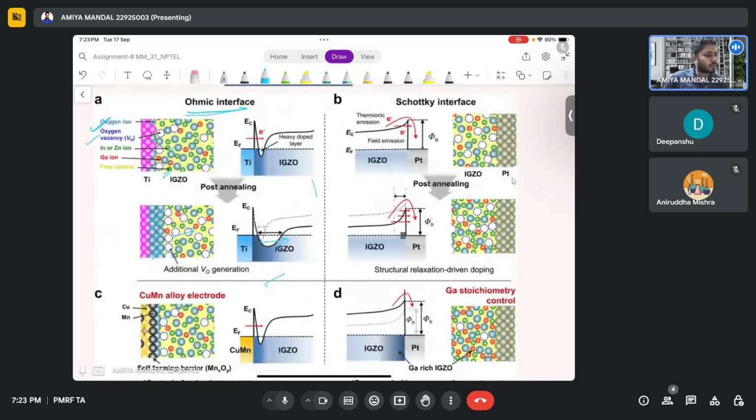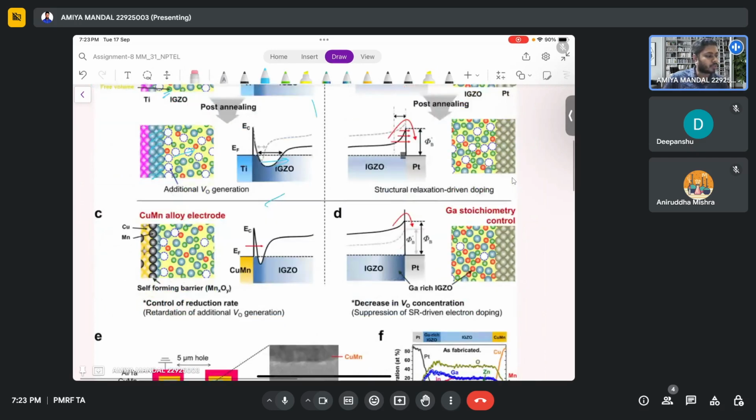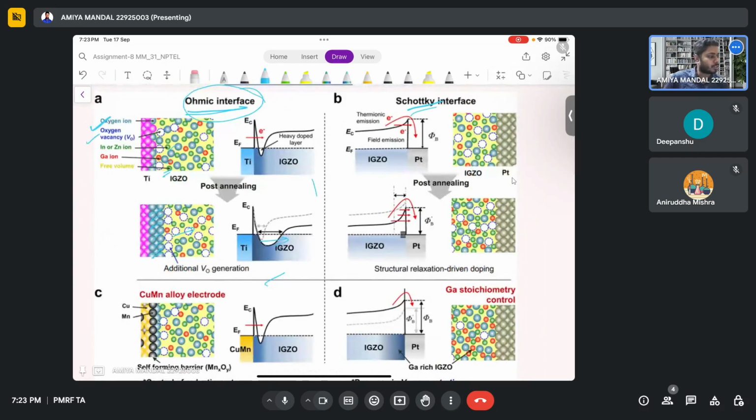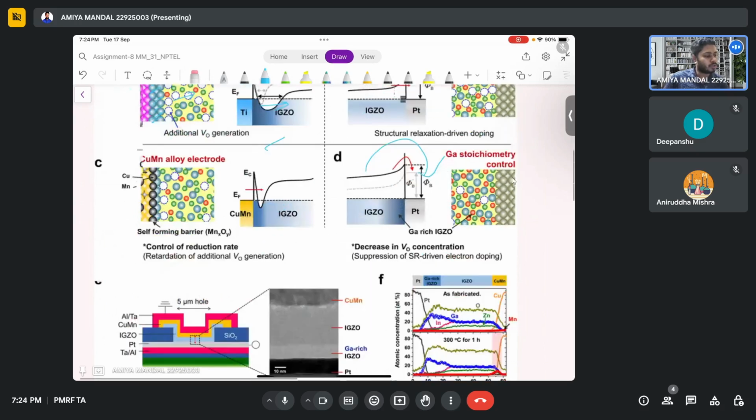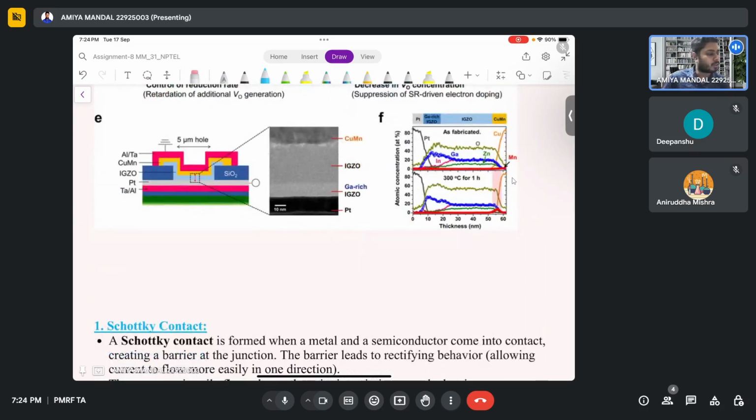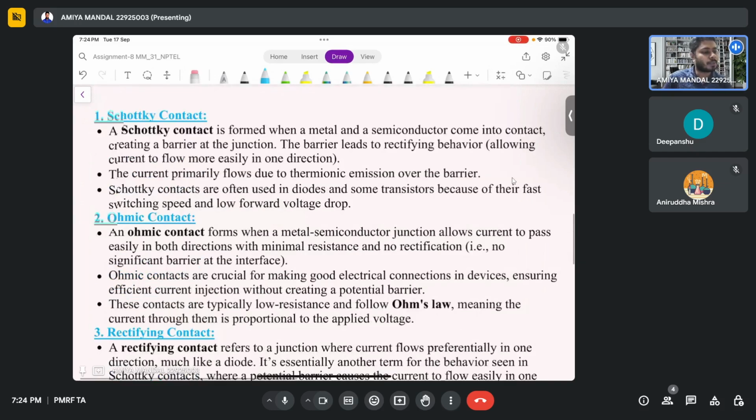So why is there an ohmic interface, and why not a Schottky interface? Due to this barrier, you have to follow this barrier in the case of a Schottky interface. I am not going to explain all these details, just a brief discussion about Schottky contact. Schottky contact is formed when a metal and a semiconductor come together. But ohmic contact forms a metal semiconductor junction that allows current to pass easily in both directions, gives minimum resistance, so no barrier. This is the very important point, that no significant barrier is present.